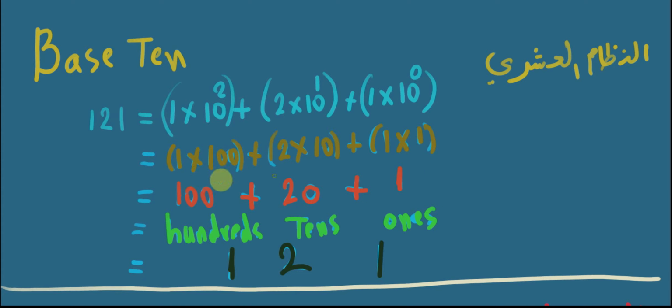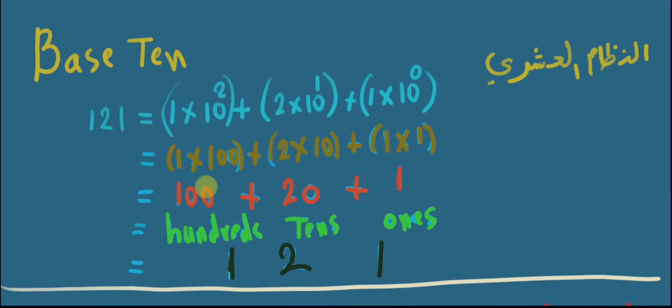This is the way I used in explaining in the other videos how the base 10 system works. So this is the ones place. We have 1 because 1 times 1 is 1. 2 times 10 is 20. So this is the tens place. Any number you have, if you have 3, 4, 5, you multiply it by 10, and that's what you get. In here you have the 100. That's the third place. So you have 121.